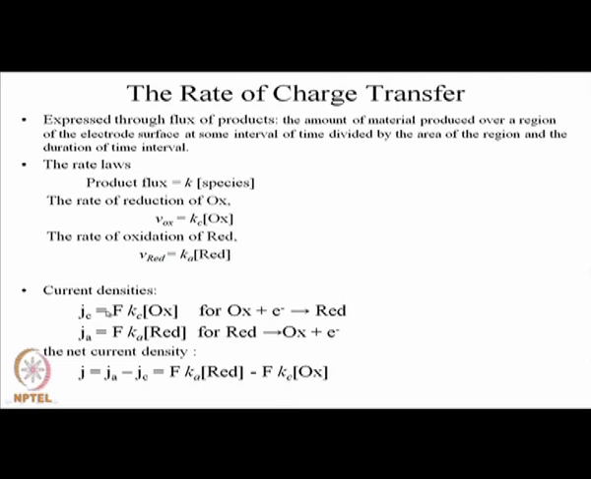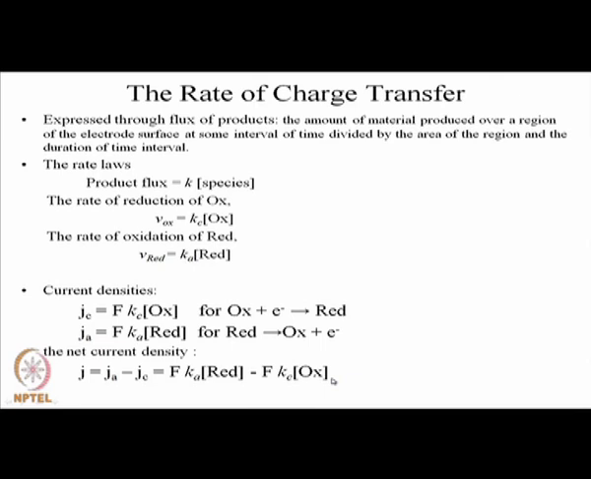Now, how to express current density? The cathodic current density is equal to Faraday into Kc into the oxidized species concentration. In the same way, the anodic one is F into Ka into red, where in this case the process is oxidation. Then what is the net current density? The net current density is the difference between anodic and cathodic current, which is equal to F into Ka red minus F into Kc ox.